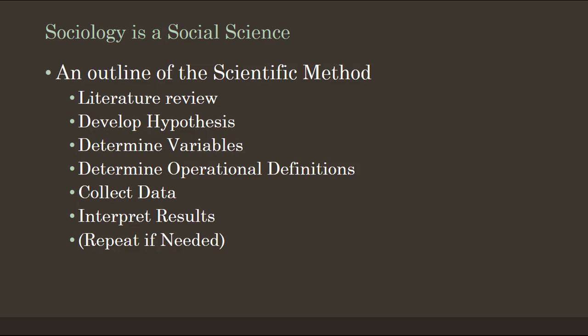Literature review is the first thing you want to do in the scientific method. So you want to figure out what has already been said about the topic. You want to know what other scientists have said about it. You want to see what books have been written in that regard. You want to know what is known about the thing. Then you develop your hypothesis. You develop your statement of what you think is going to happen, right?